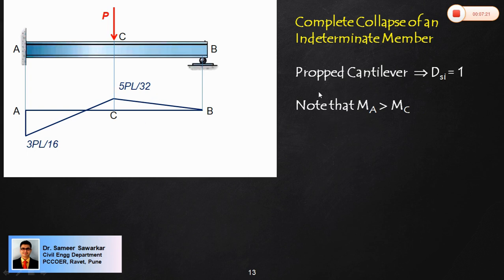Let us note a couple of important points. Propped cantilever means the degree of static indeterminacy is 1, because we have 3 reactions here, 1 reaction here, and we have 3 equilibrium equations. So 4 minus 3 gives me 1 degree of indeterminacy. Further, from the values, you may note that bending moment at A is greater than bending moment at C.